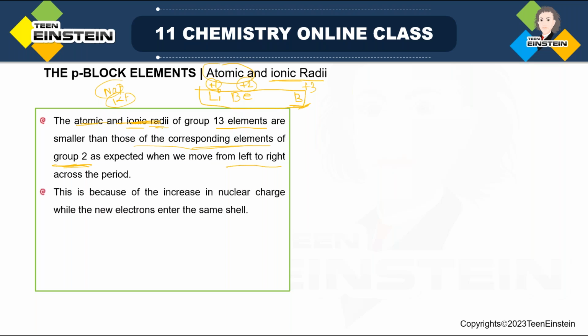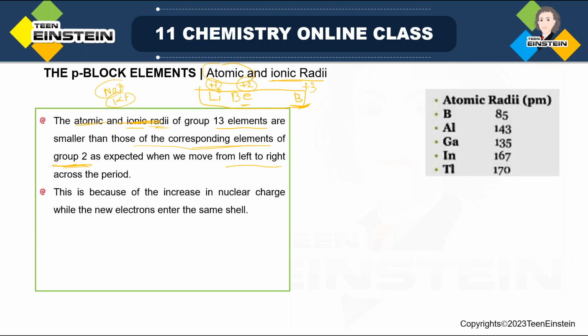This is because of the increase in nuclear charge when new electrons enter the same shell. Now this reason we have seen in the periodic table chapter. Very basic information, not something new we are saying, but still this is the reason. So when you move from lithium to beryllium to boron, the atomic number for boron is high. When the atomic number is high, the number of protons is high, which means the positive charge in the nucleus is high. So it will attract the outermost electrons strongly. As a result, size will decrease. So look at this.